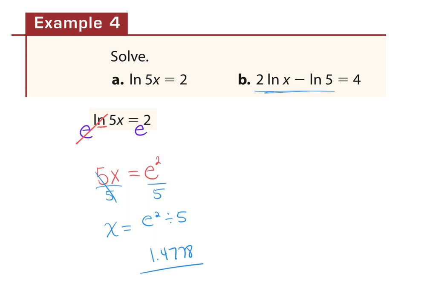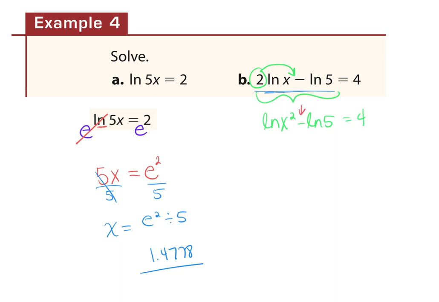The problem with B is you cannot immediately get rid of your natural logs here. You have to have only 1 before you use a base to cancel out a log. So before you ever start with canceling logs, we have to condense these. I'm going to start condensing with this coefficient. That's going to come up here. So I have the natural log of x squared minus the natural log of 5 equals 4.